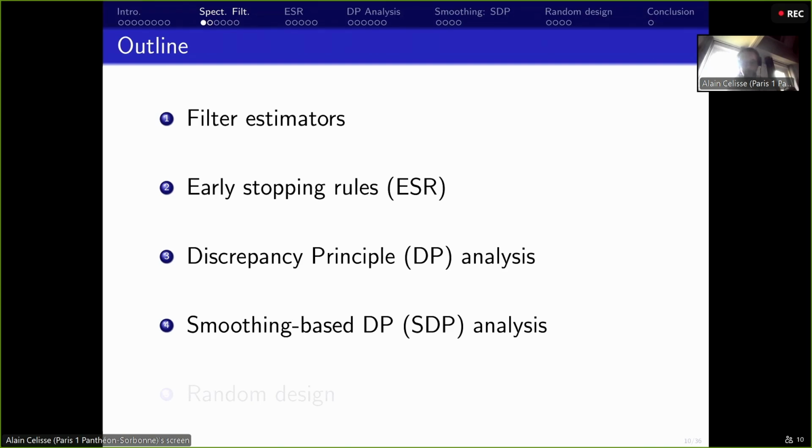And after that, if I have time, I will discuss results expressed in random design, because, as I said, I'm working first in a fixed design situation, but after that, I will move to the random design setting as well.